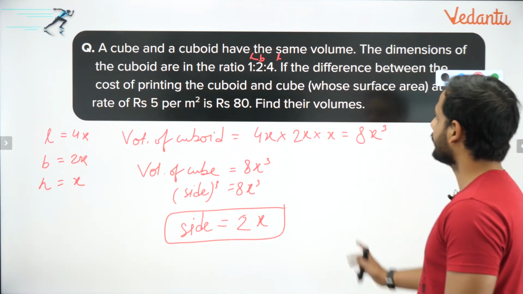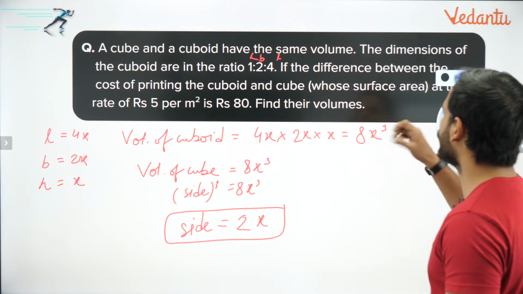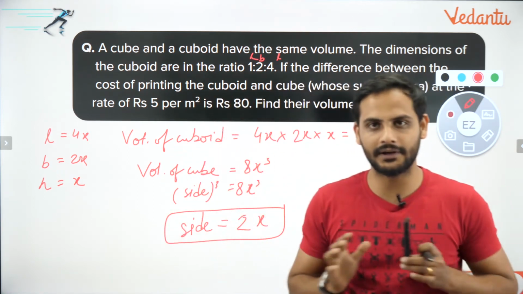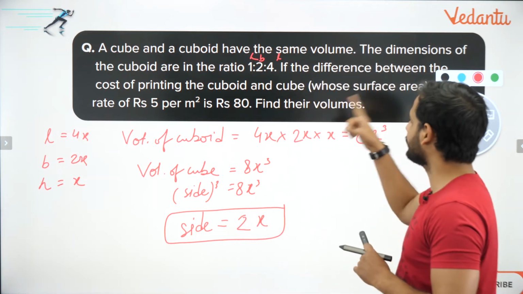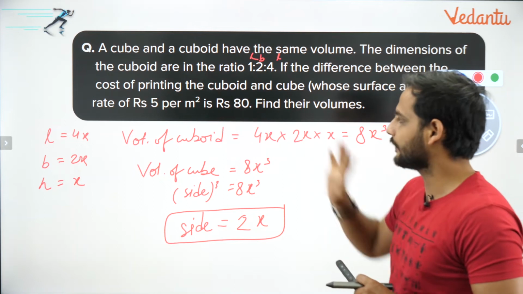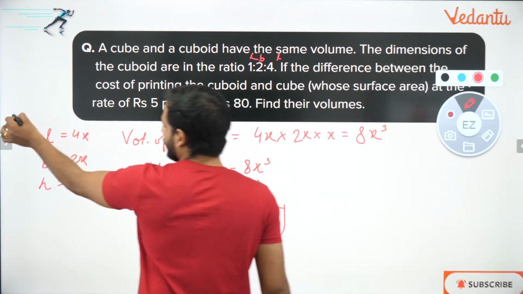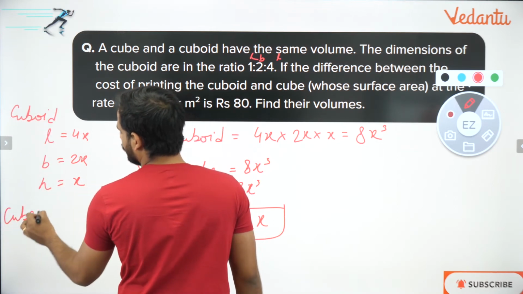Now they have told that when you cost the printing, the difference between the cost of printing the cuboid and cube. So by printing means at the surfaces you are doing some printing. Okay, so that means TSA we are talking about. So the difference between the cost is rupees 80 if you are printing at the rate of rupees 5 per meter square. So let us find out. See, we know that this is for cuboid and this is for cube.